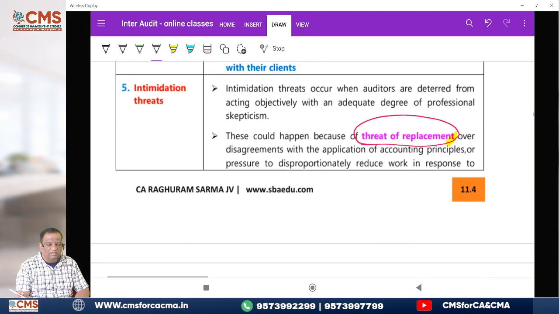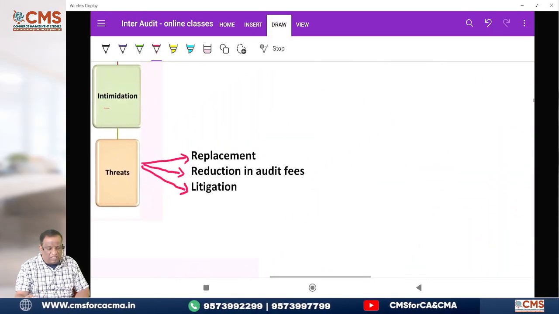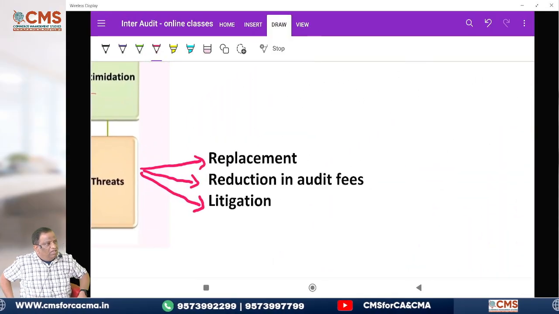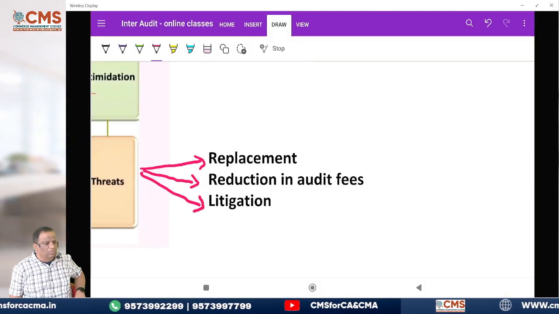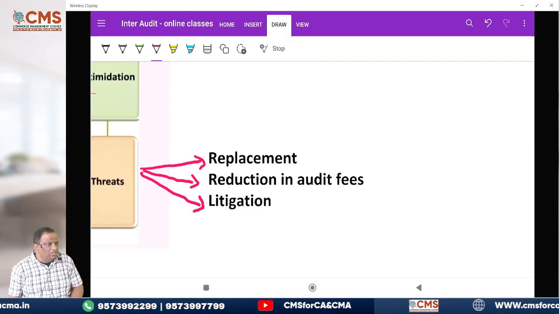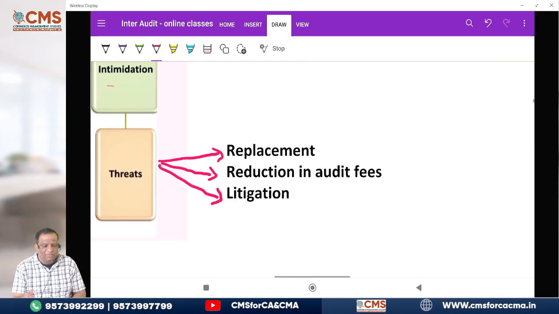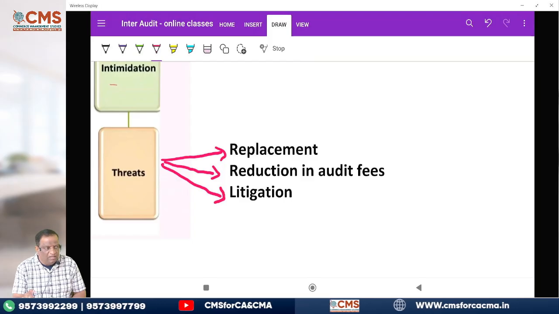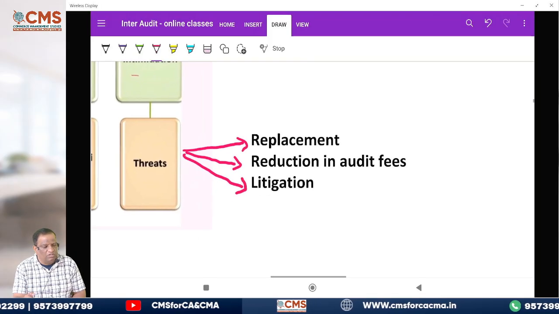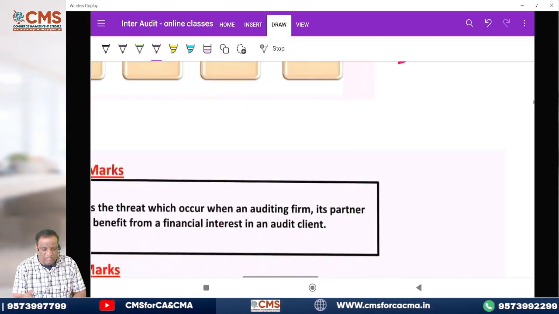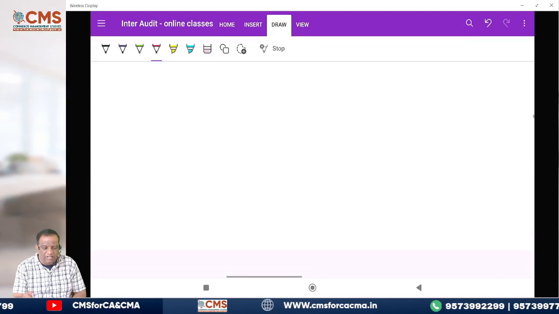And finally, intimidation. For intimidation, I gave you the picture itself. There are 3 types of threats: threat of replacement, threat of reduction in audit fees, or threat of litigation. This is easier, so rather than reading that theory and trying to make a summary, this is easier. So these are the various threats. And in the exam, they can ask you an overall question, or an in-depth question on these threats. Then we go a little into detail about it.